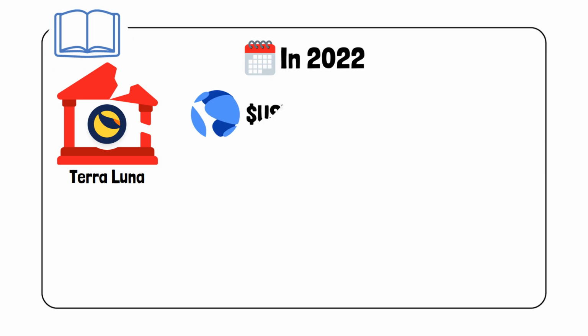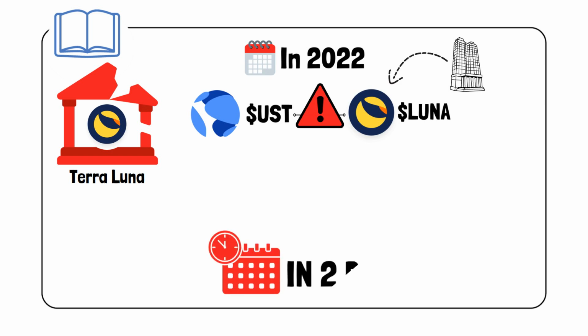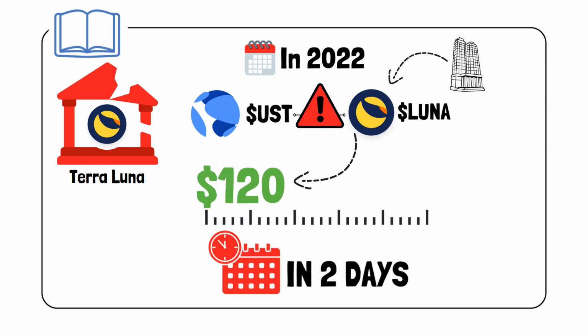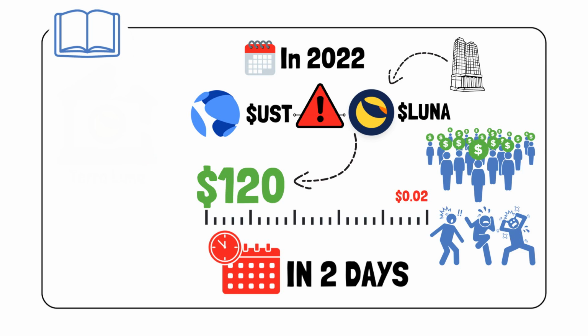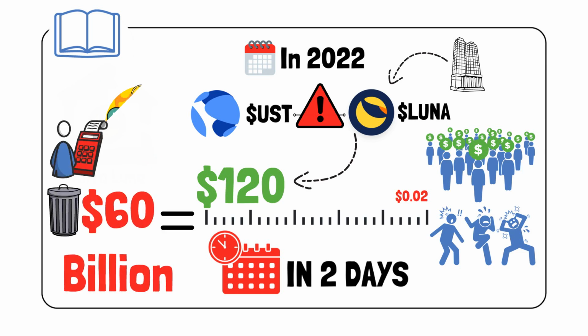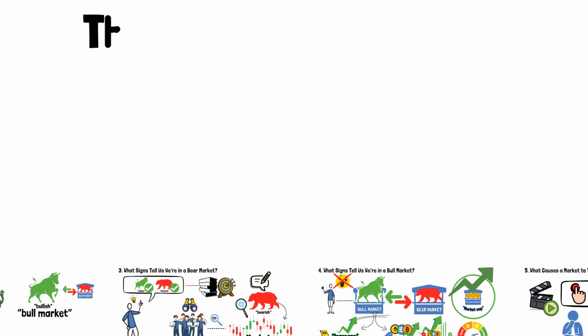In 2022, USD and Luna, two interconnected coins issued by the same company, suddenly malfunctioned. In the course of 2 days, the Luna coin went from $120 to 2 cents, thus triggering a massive sell-off and a wave of panic amongst investors. It is estimated that as a direct result of this event, $60 billion evaporated from the crypto space. It created FUD and threw the crypto market into its bearish phase that hasn't yet passed, almost 1 year after the Terra Luna events.